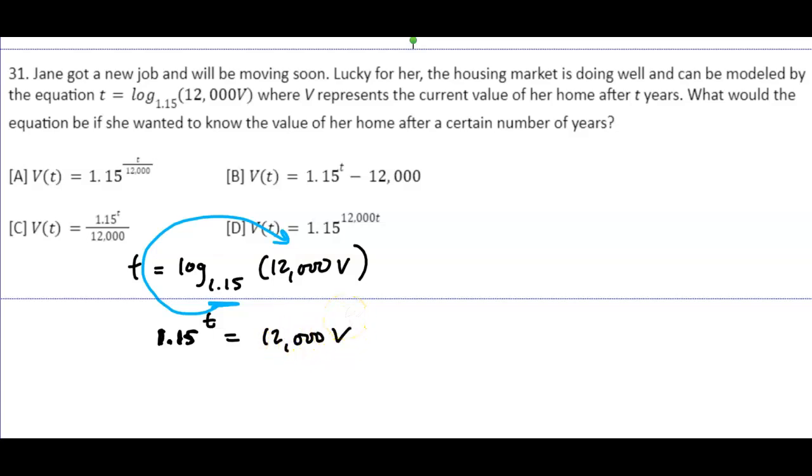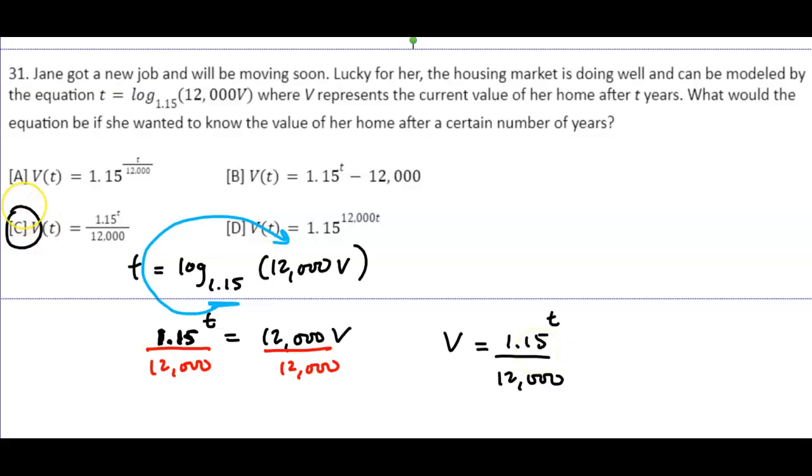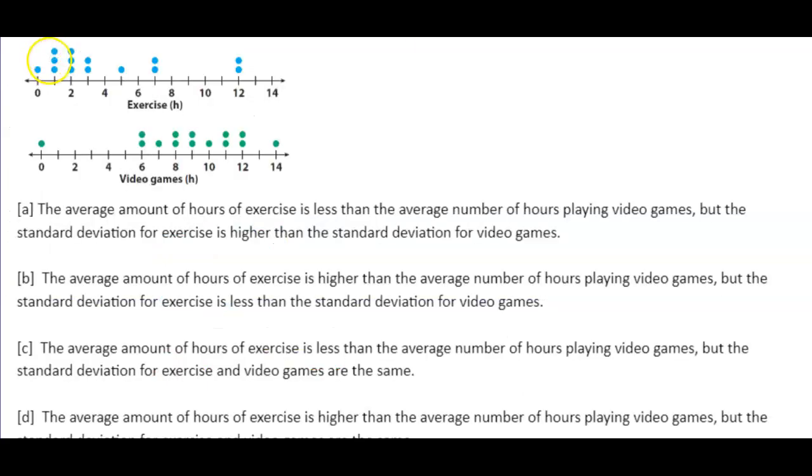All right, last step to solve for v is to divide both sides by 12,000. All right, and that's going to give me finally that v is equal to 1.15 raised to the t all over 12,000, which is c. All right, back to the calculator.